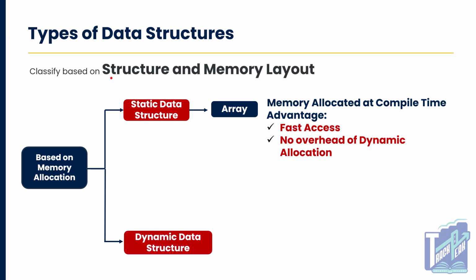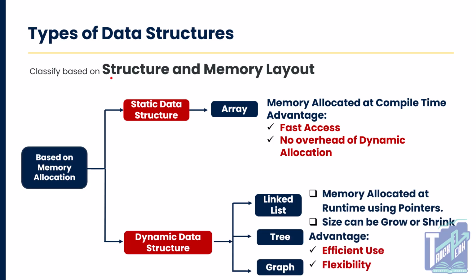And the second one is called dynamic data structure. In that, the first concept is called linked list, the second tree, and the third one graph. Here the memories are allocated at runtime using pointers and malloc functions, so runtime allocation functions. The main advantage is the sizes can grow or shrink based upon the need. So the advantage of using it is efficient use and flexibility, because the sizes can grow or shrink based upon the data needed.